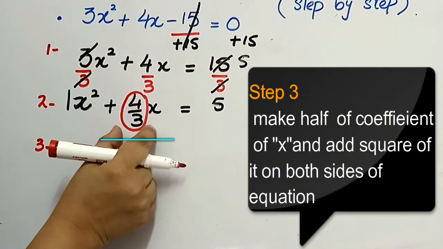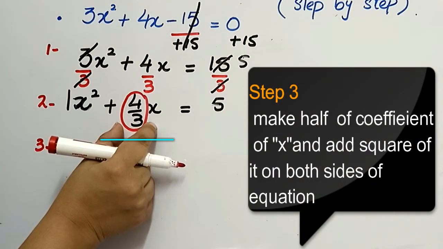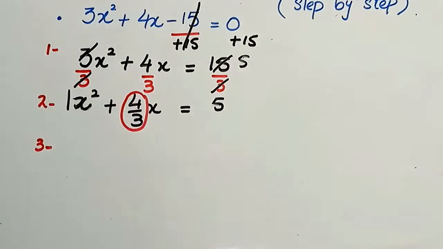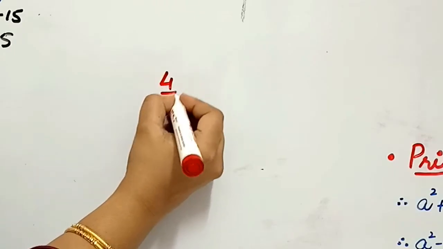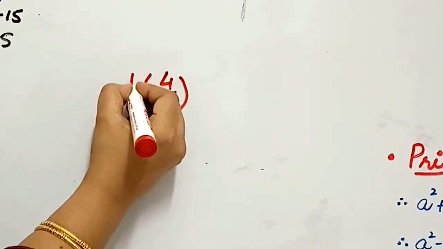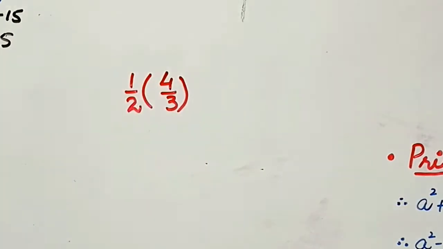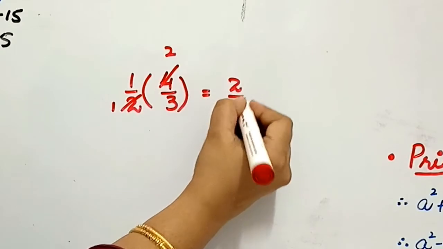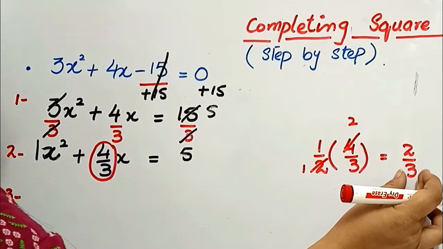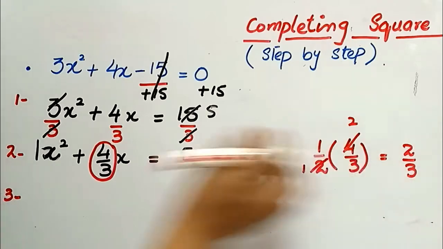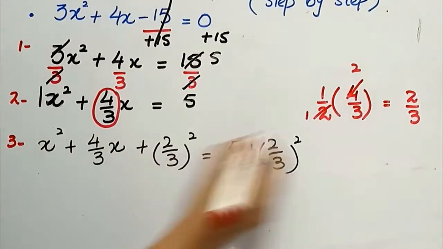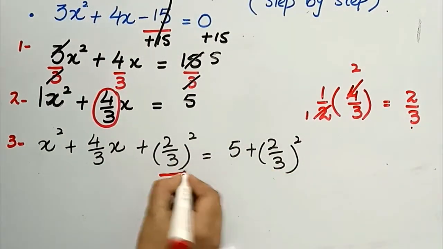In the third step, you have to see what the coefficient of x is. You just have to concentrate on the coefficient of x, that is 4 by 3. You have to take half of that coefficient. If it is 4 upon 3, take half of this, so it will be 2 ones are 2 and 2 twos are 4. It will be 2 by 3. In the very next step, I am going to add the square of this on both sides of the equation. Here I have added the square of this on both sides of the equation.